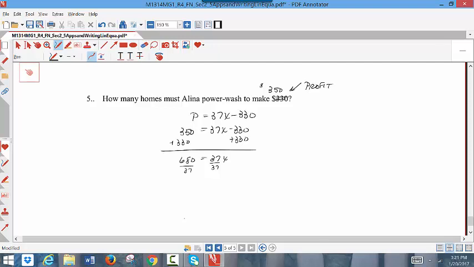680 divided by 37. Uh-oh, I have a daughter home. Just a second.